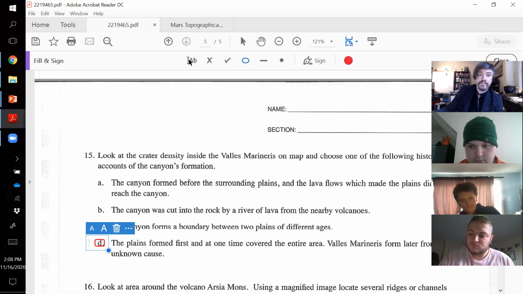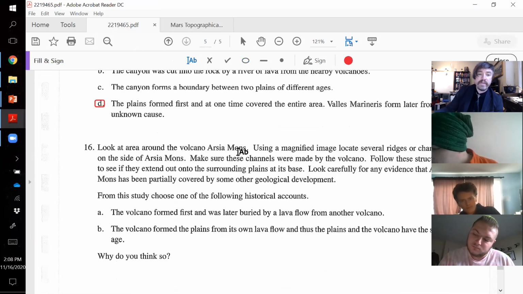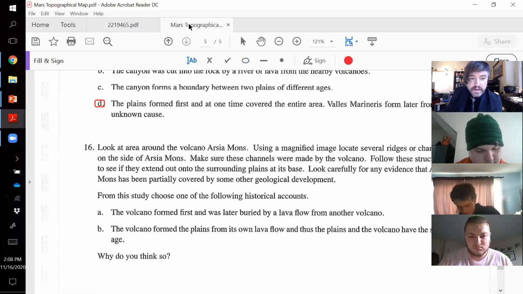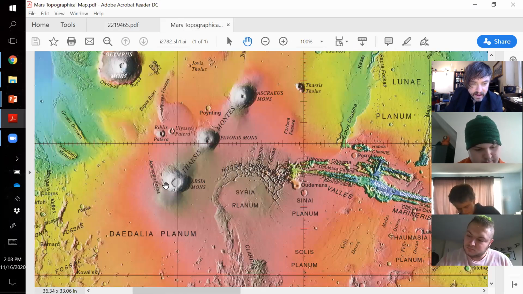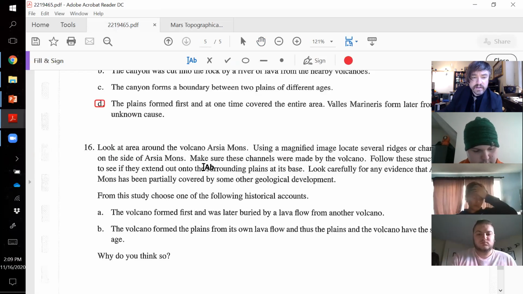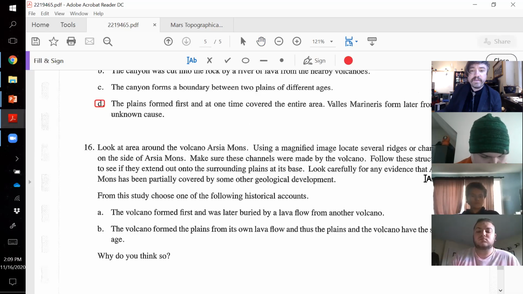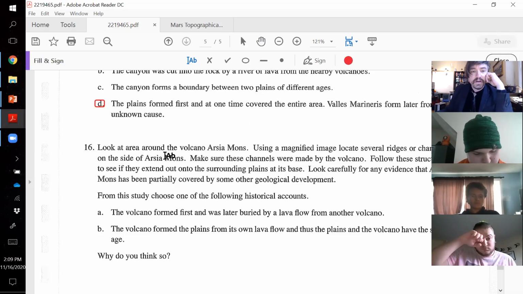Okay, back to the action. Look at the area around the volcano Arsia Mons. Now, Arsia Mons is the volcano that's down here. It has a little ridge in it, okay? Using a magnified image, locate several ridges or channels on the side of Arsia Mons. Make sure the channels were made by the volcano. Follow the structures to see if they extend out into the surrounding plains. Look carefully for any evidence that Arsia Mons has been covered by another geological development.